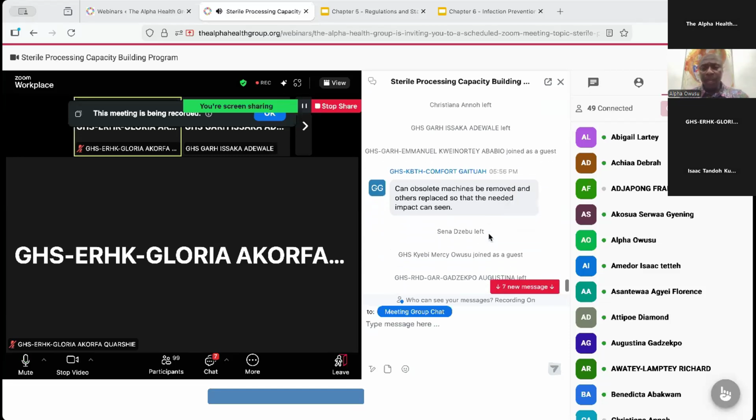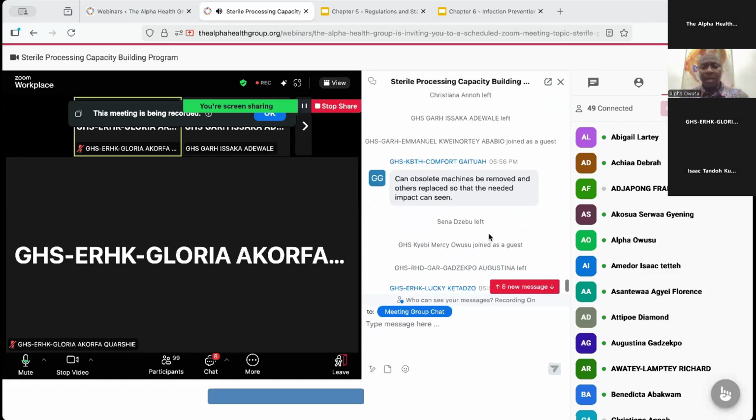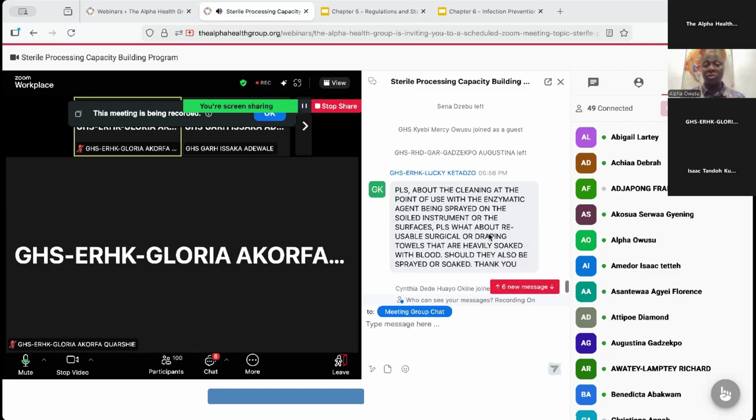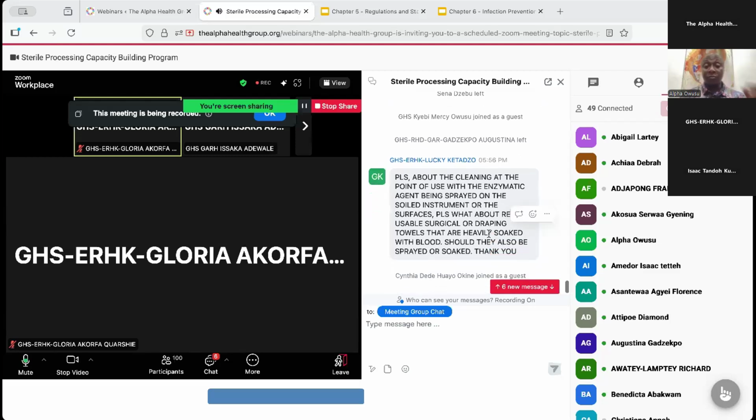Can obsolete machines be removed and others replaced so that the needed impact can be seen? Yes. Listen, we are working on it. We are going to start gradually. We are doing the first phase, and as we go on, we will change all these machines. Again, we have to see how we will procure them. So take it easy, we are coming. I assure you, leadership are working.